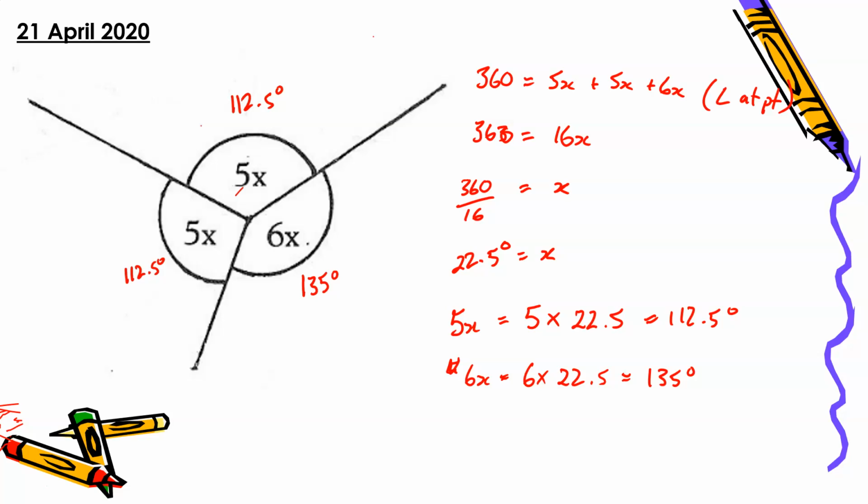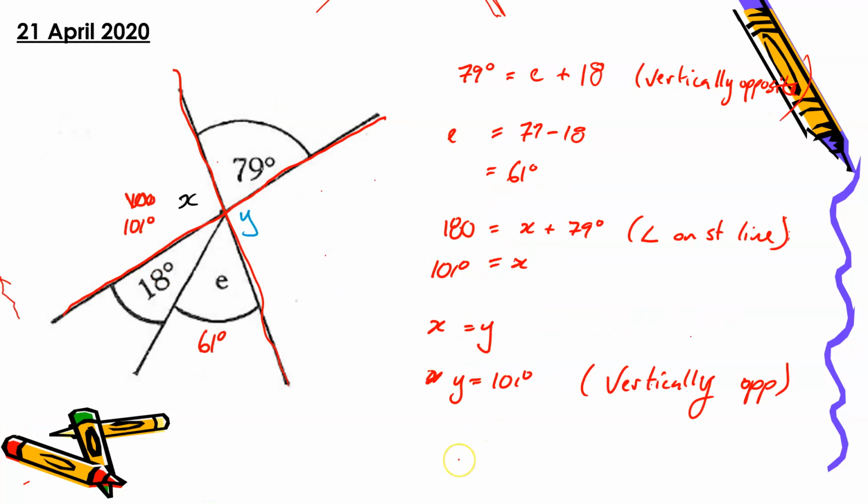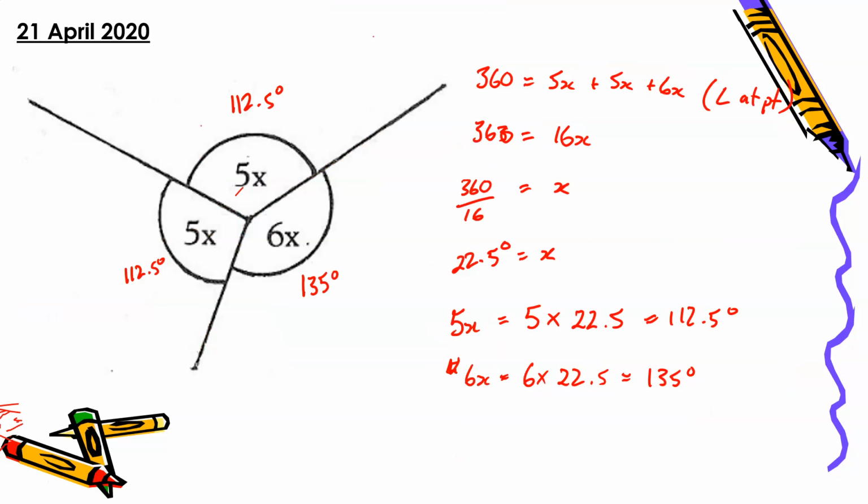Now, what we should have realized is that in the answer for x, we've got three angles. If you take 22.5 times 3, it doesn't equal 360. However, if you add these three values, 112.5 plus 112.5 plus 135, you end up with 360.